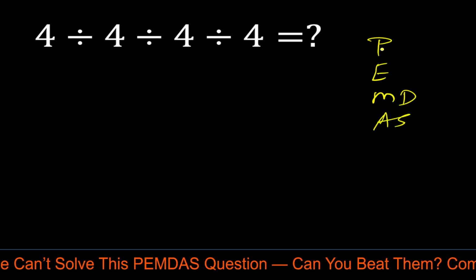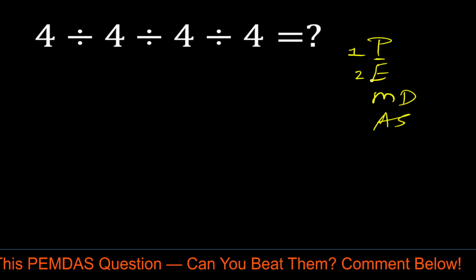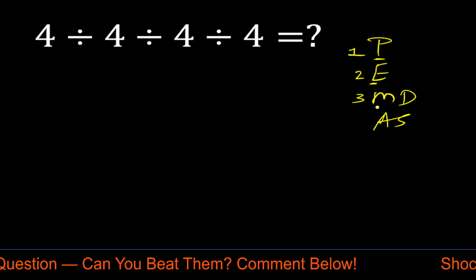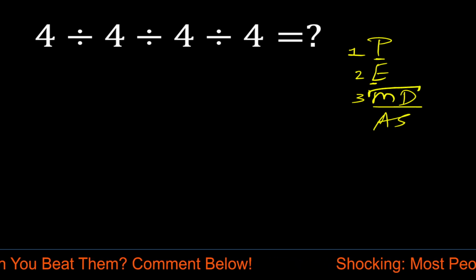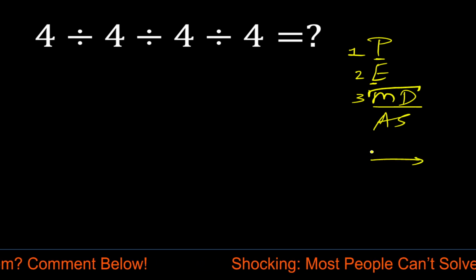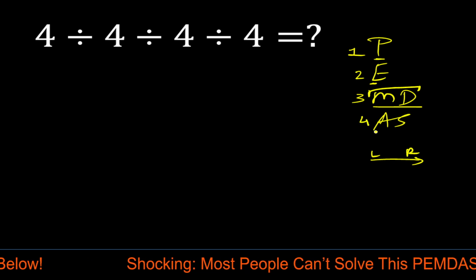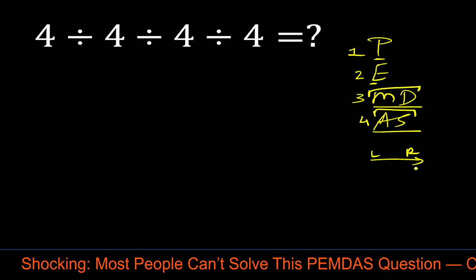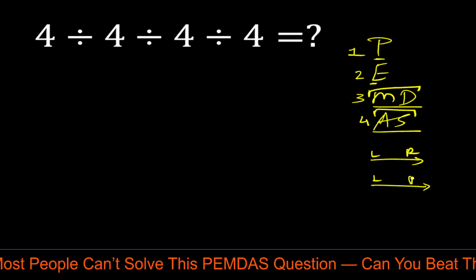P-E-M-D-A-S. According to PEMDAS rule, first priority is parentheses, then second priority is exponents, then third priority is multiplication and division. So multiplication and division both have equal priority. So we have to solve it from left to right. Then fourth and last priority is addition and subtraction. Also addition and subtraction both have equal priority. So we have to solve it from left to right.